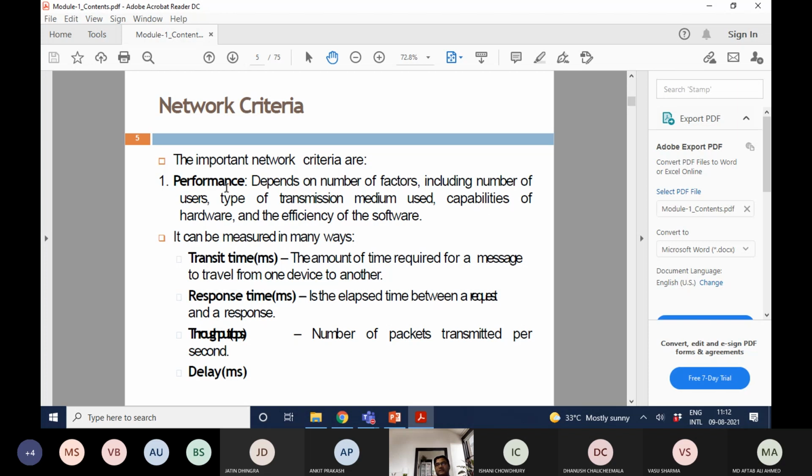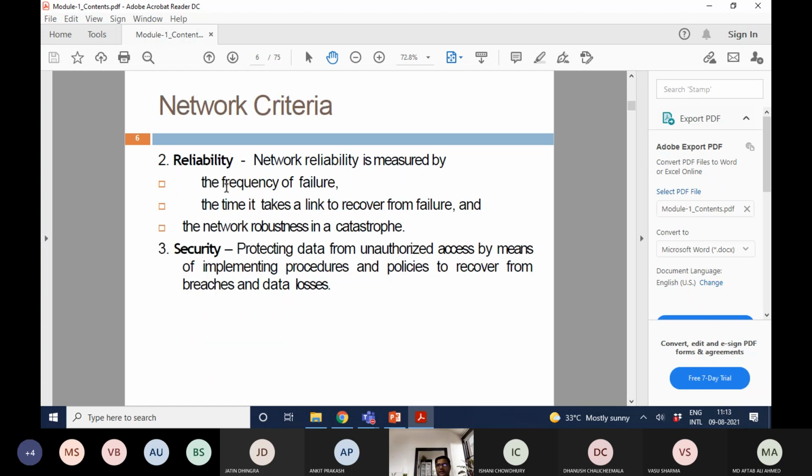Then we can calculate the throughput, that is the number of packets transmitted. Sometimes we also calculate the number of bits transmitted per second. Then the delay in milliseconds: how much delay is there for each packet, how much time difference we are getting. These are some of the network criteria we follow when calculating the performance of the network. Then one more network criterion we can check is reliability.